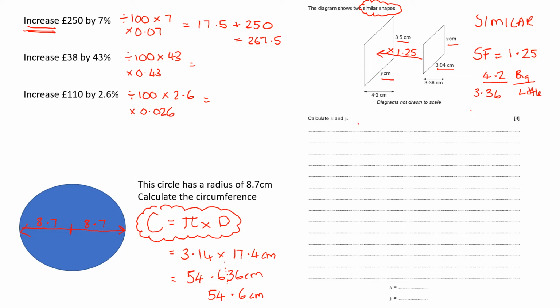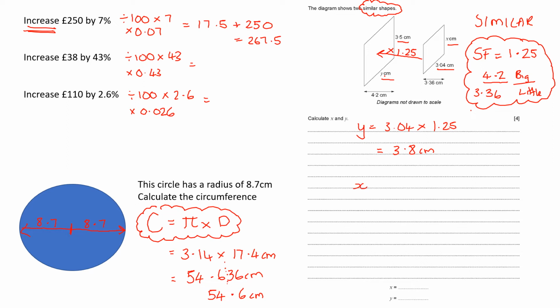It's actually easier for me to start with y, and I'll tell you why. Y is on the bigger shape, so y is the same number as this 3.04, but we have to times by the scale factor 1.25, which is why it's important to work that out first. That big divided by little gets how many times bigger it is. Again, not something I'd be wanting to do without the calculator. Times 1.25, and the answer is 3.8 centimeters.